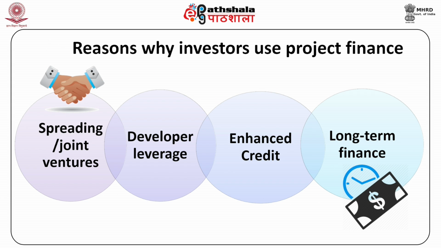Next is risk. Number 5, spreading risk via joint ventures. Sometimes an investor is not able to undertake a particular project, so others may be brought in to share the risk in a joint venture. This both enables the risk to be distributed among investors and limits the amount of risk undertaken by each investor because of the non-recourse nature of the debt financing of the project company.